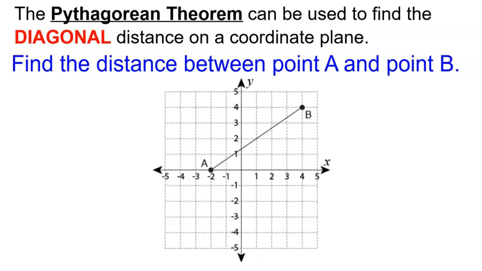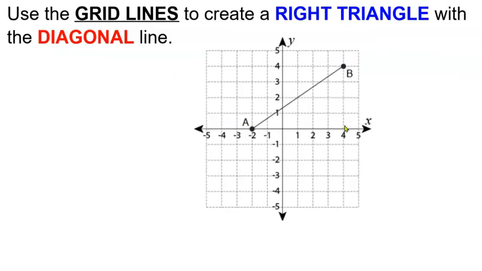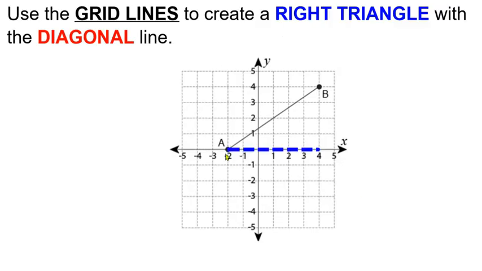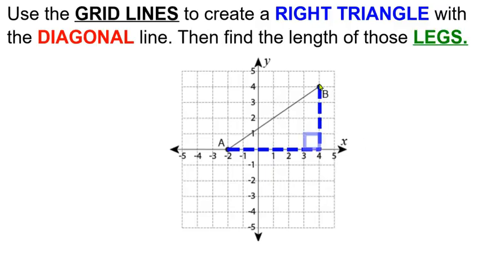So the Pythagorean theorem can be used to find this diagonal distance between points A and B, if we make it a hypotenuse. So the first thing you need to do is to create a right triangle by drawing your own horizontal or vertical lines along these grid marks, like this one here. This line is creating the bottom of the right triangle, and this line is creating the right side of the triangle. These are called the legs.